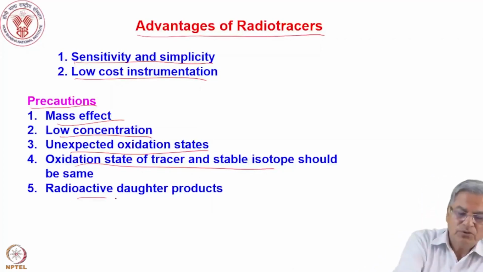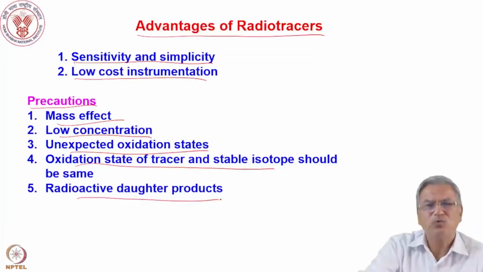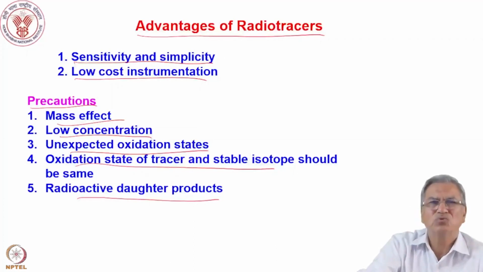Then many times, the radioisotope may decay to another isotope, which is also radioactive, as we discussed in the radioactive decay chain, and that may interfere in your separations. So if you have a daughter product, you should be cautious about interpreting your data. You must know that the daughter product is also radioactive, and you have to factor that into your final conclusions.